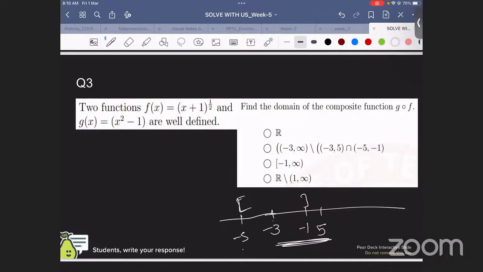Are you able to understand this? Yes, sir. Okay. So you are subtracting something from here, -3 to -1. And here, you will see that -3 will be taken, but -1 is not taken.